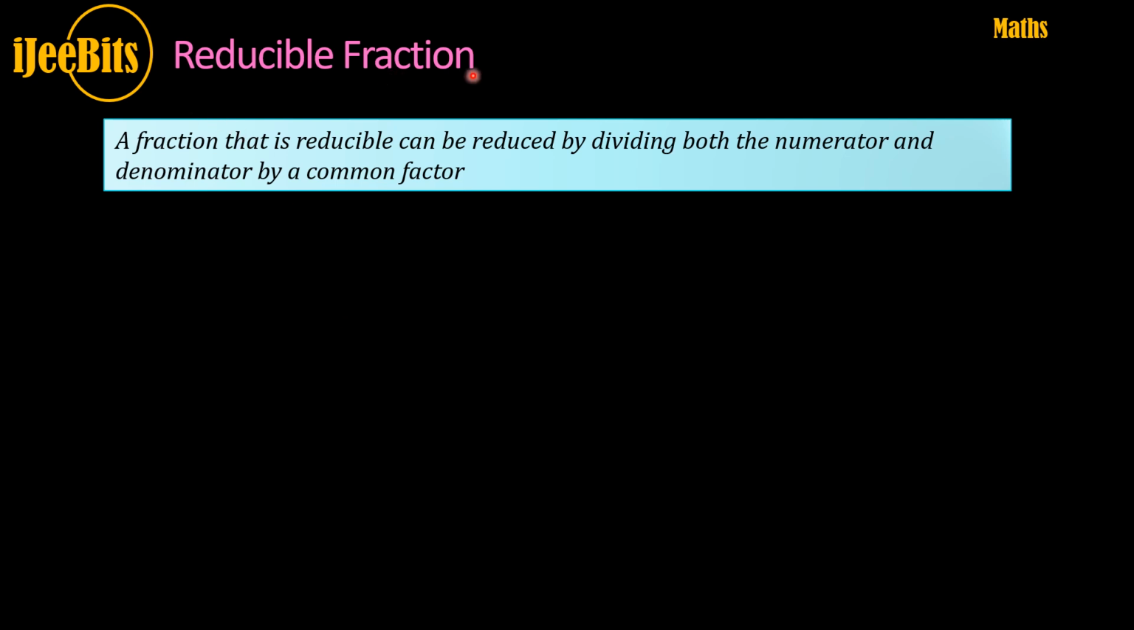Reducible fraction. Let's define the reducible fraction now. A fraction that is reducible can be reduced by dividing both numerator and denominator by a common factor. So let's take any example, 120 divided by 90. This is a fraction. Now this fraction can be reduced. Yes, it can be reduced. How? By dividing with a common factor.